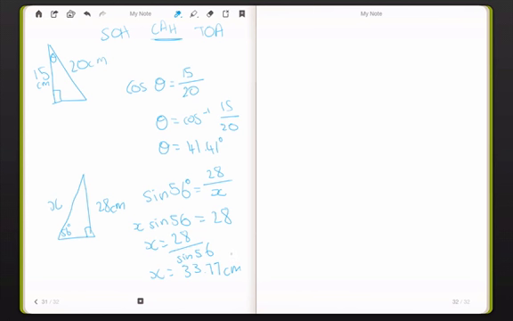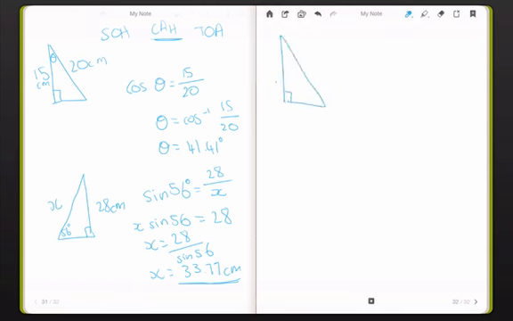Now remember, because the hypotenuse is always the longer side, that's a good way to check your answers. If this number here was actually less than 28, well, you know you've done something wrong, because it should always be the biggest number. Okay, let's have another go at finding an unknown side.